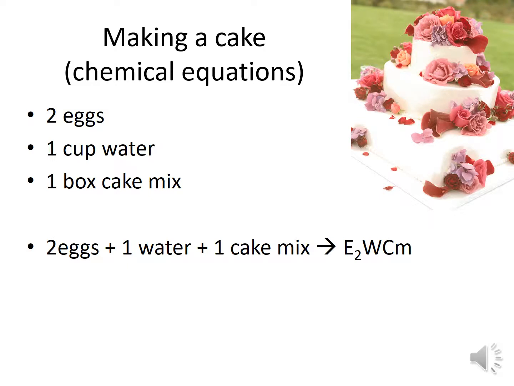Let's talk about chemical equations. Chemical equations are like a recipe. They tell you how many of each reactant to put in, and they will also indicate how much product can be formed. For example, if you want to make a cake and it requires 2 eggs, a cup of water, and a box of cake mix, then you could write a chemical equation for it that said 2 eggs plus 1 water plus 1 cake mix. That would be a combination reaction. Produces E2WCM: E eggs, W water, CM cake mix. So that would be a balanced equation.